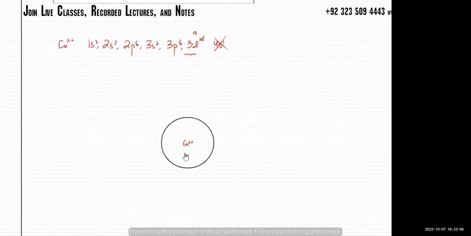And now copper has 6 sides when it forms an octahedral complex. It has an x, y, and z axis. So let me draw that. So this is my x axis. Okay, so then I have my y axis.